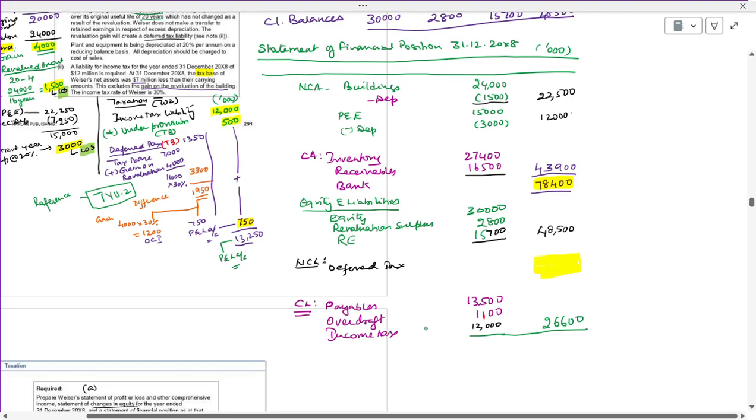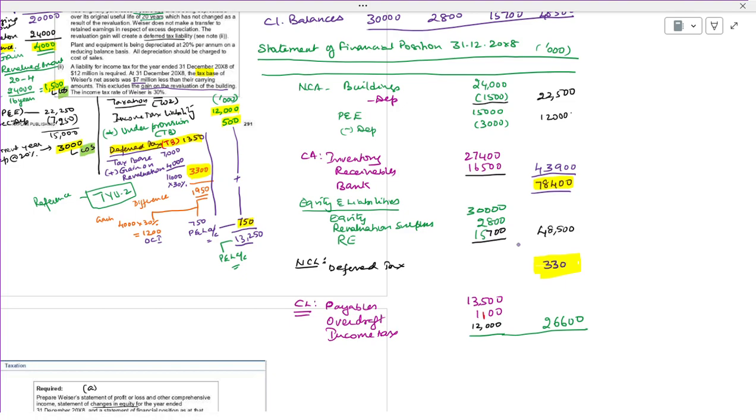How much have we calculated for deferred tax? The deferred tax given in the trial balance is how much? 13,250. Tax base is how much? 7,000. Gain on revaluation how much? 4,000. Total 11,000. 11,000 into 30%. How much do we get as deferred tax? 3,300.